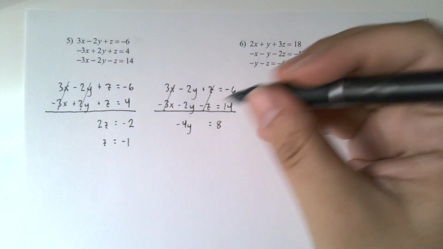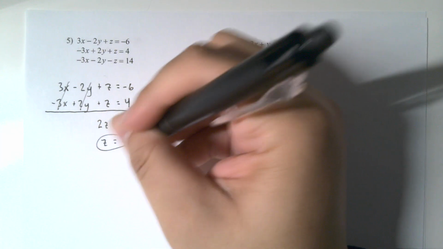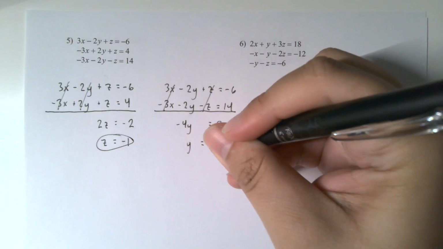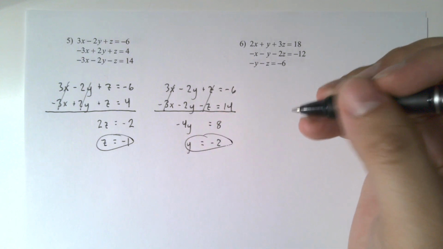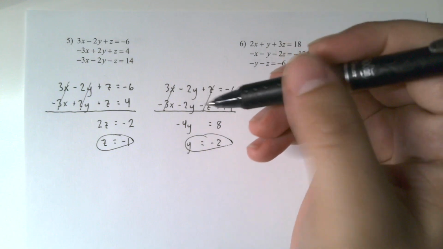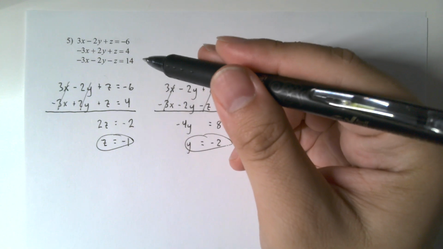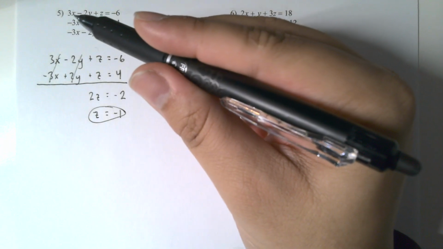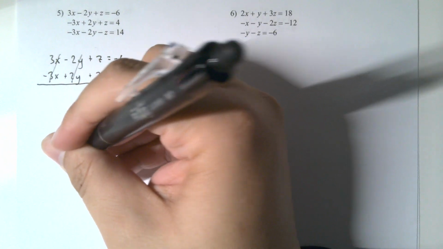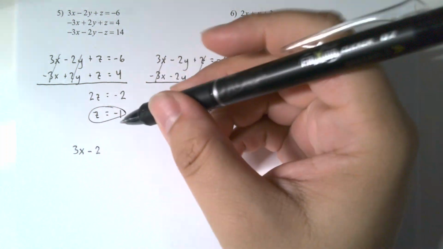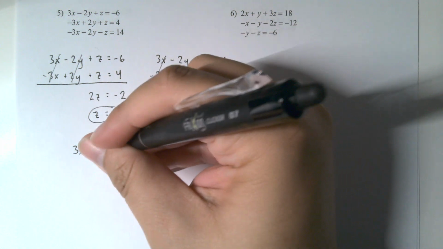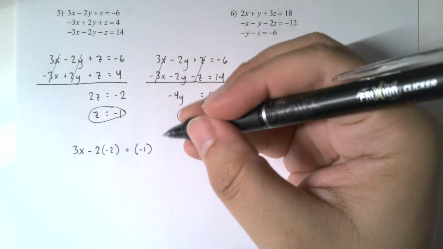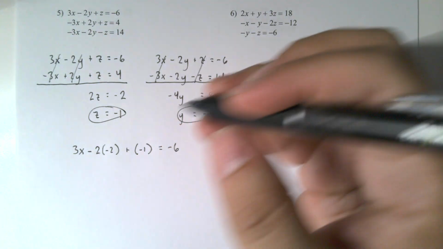If I divide by negative 4 on both sides, and I do want to circle that because that is pretty important, that's going to give us y is equal to negative 2. And now that we know that y is equal to negative 2, we can actually substitute both of these values back into any one of the equations to find x. I think I'll roll with the first one since we already have a positive x here. It'll mean a little bit less work we have to do to isolate it. So we have 3x minus 2 times y, which we know y is equal to negative 2, and then plus z, which we know is negative 1, and that's equal to negative 6.